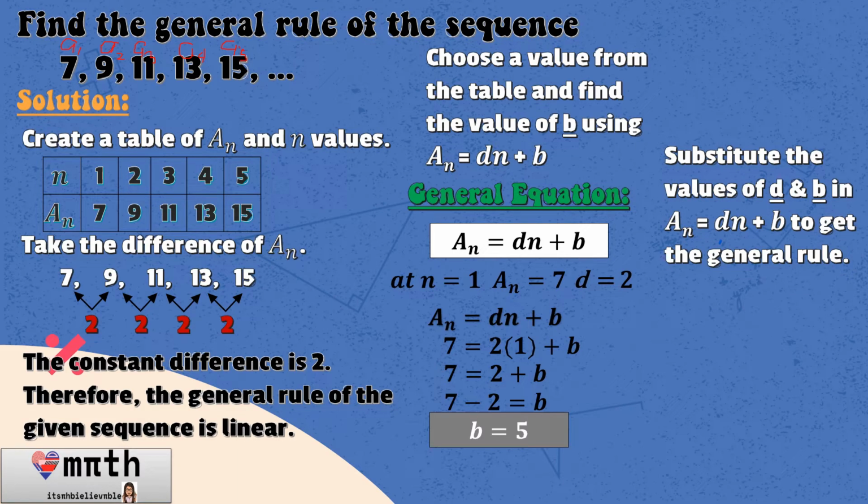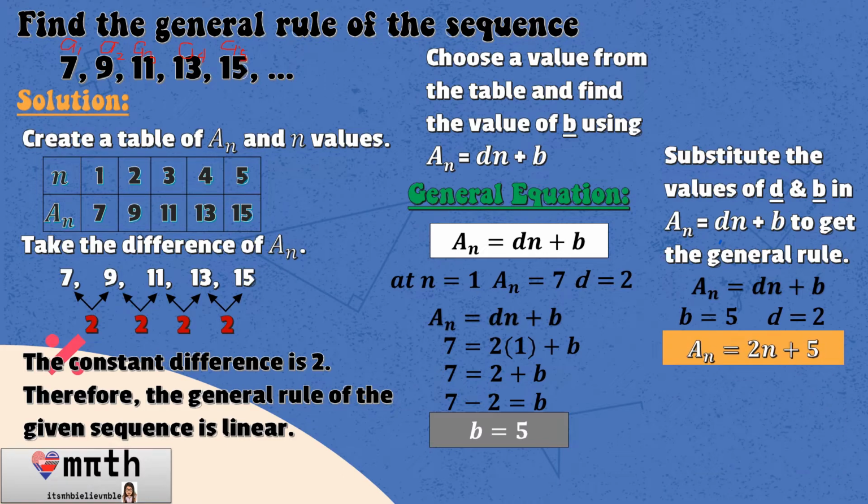Now, let us substitute the values of d and b in a sub n is equal to d times n plus b to get our general rule. The value of our b again is 5 and our common difference d is 2. So if we substitute that, it will be 2n plus 5. Now, let us try to check whether our general rule is valid or correct.